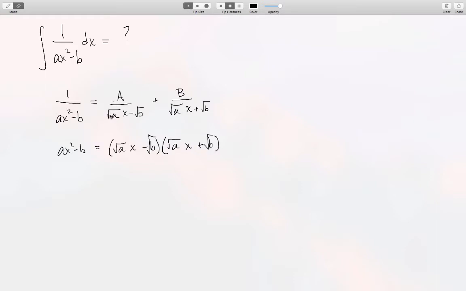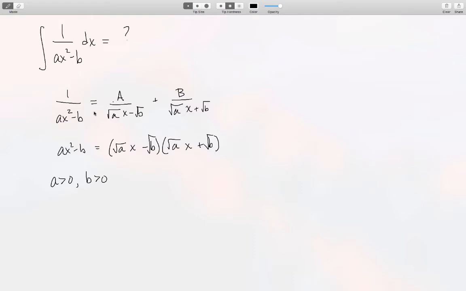I guess what I would have to say is that what I just did there was to break this up as a difference of squares, even though a didn't look like a square. A is the square of the square root of a, and all of this is legit because of this. Let's say a is greater than 0 and b is greater than 0, and so I'm not concerned about complex numbers here.